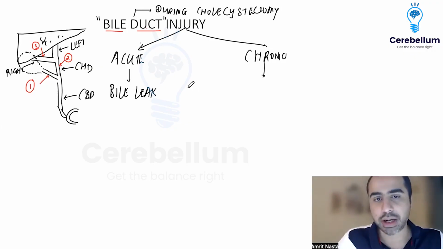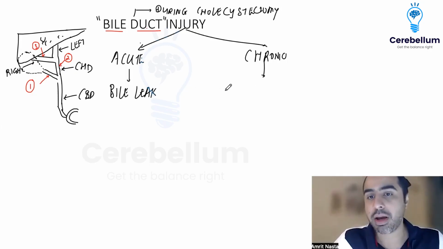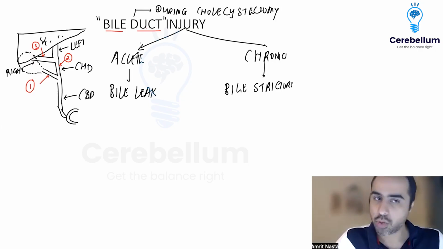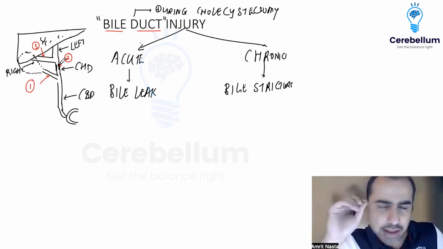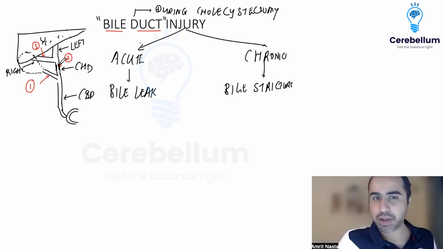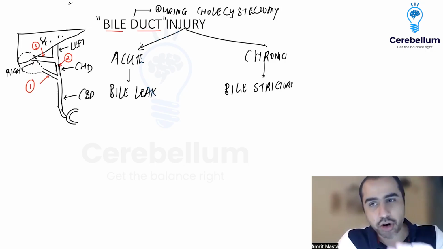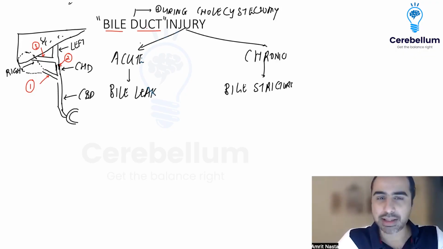And in chronic injury, there will be no bile leak. There will be bile stricture or biliary stricture. So whatever duct was injured, it will start becoming narrow over a period of time. And as it becomes narrow, he will get obstructive jaundice. Bas, this is the only thing you need to understand. Acute bile duct injury will present with bile leak, chronic injury will present with biliary stricture. Bas. The rest of the part is easy.